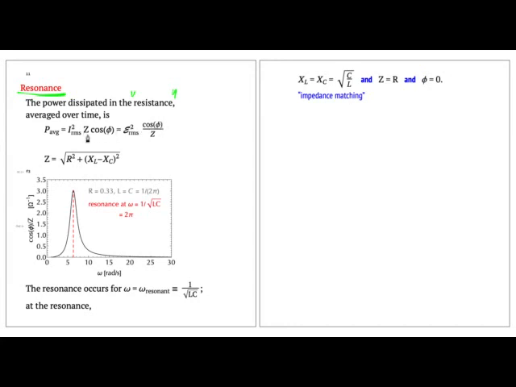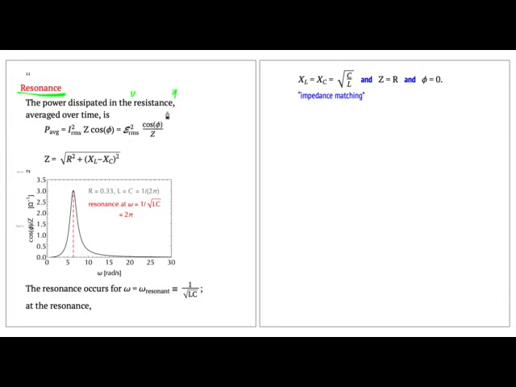Z is called the impedance. It's the square root of R squared plus XL minus XC squared. It's the resistance squared plus the reactance squared combined in quadrature. Phi, the tangent of phi is XL minus XC over R, from the previous slide.